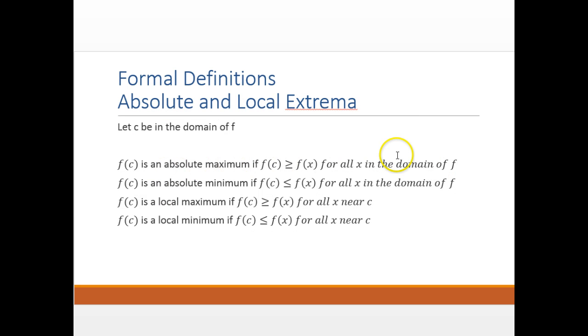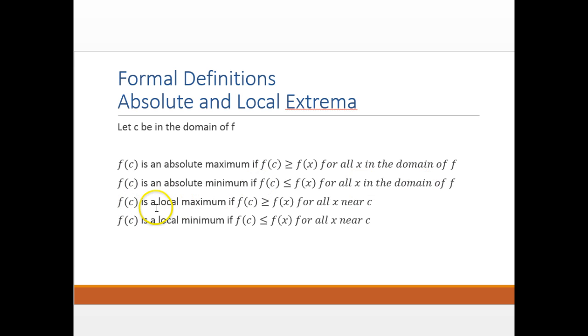Now, if we want to get very technical about it, then we can say f(c) is an absolute maximum if f(c) is greater than f(x) for all x in the domain of f. In other words, f(c) is my highest point. There's no other point that's higher than f(c). Similarly, it's an absolute minimum if f(c) is the lowest point for all points in the domain.